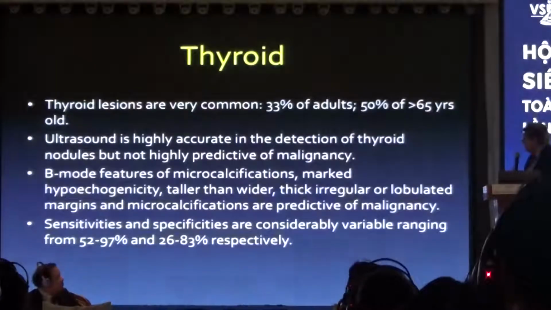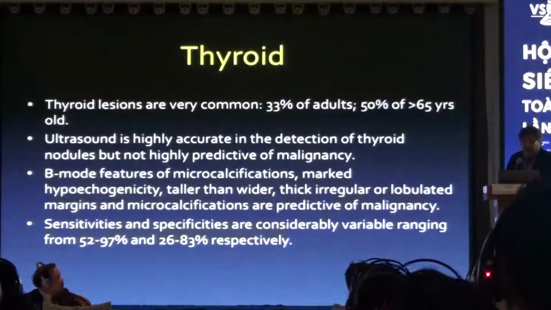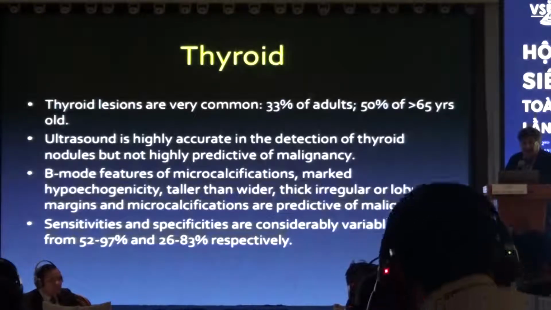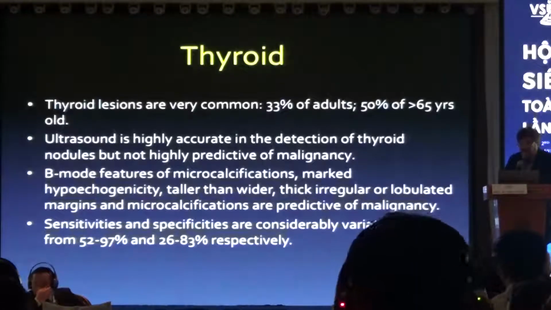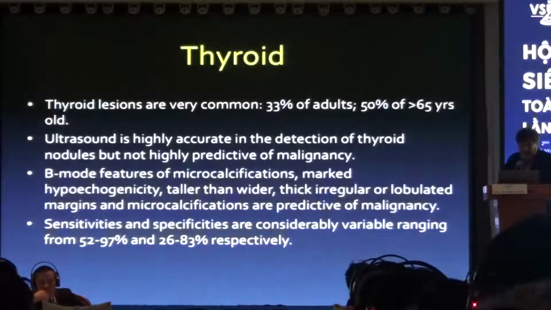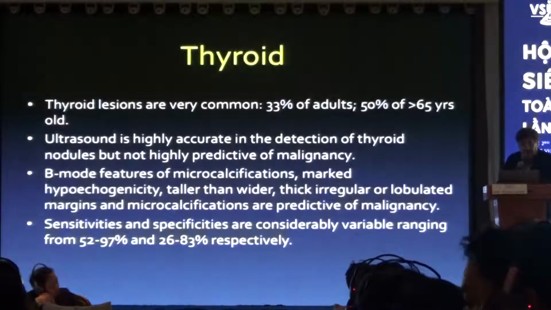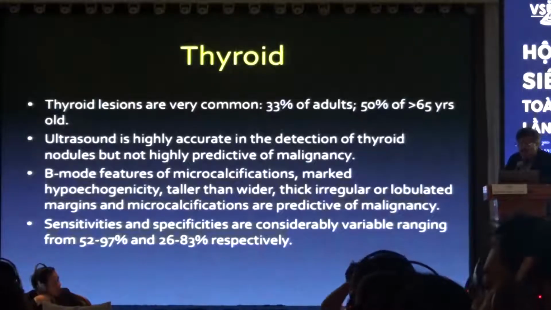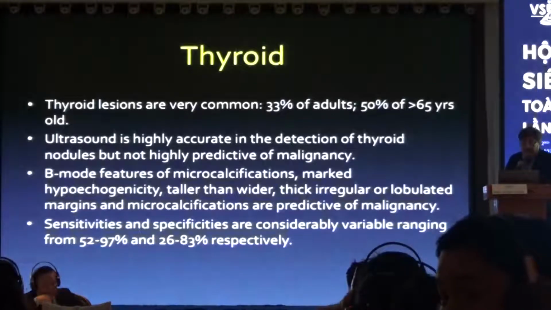So thyroid lesions are very common. They occur in about 33% of adults, and 50% of patients over the age of 65 will have thyroid lesions, and this is a very big problem. We very rarely see normal thyroids. And ultrasound is very highly accurate in the detection of thyroid nodules, but it's not very good at predicting malignancy.